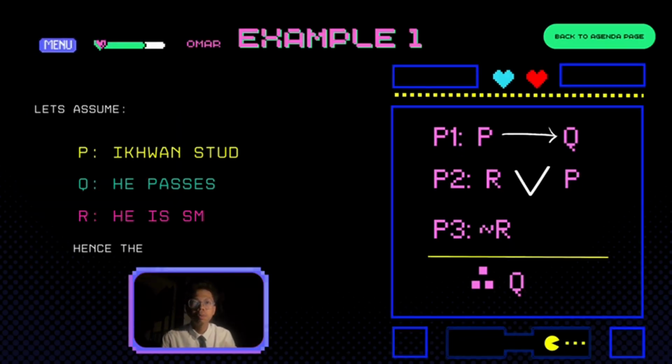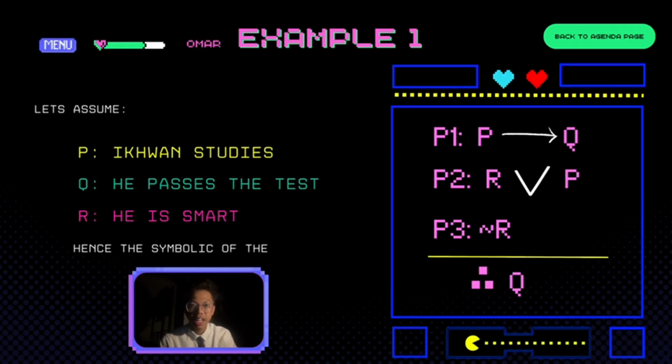So let's assume that P is Ikhwan studies, and then Q, he passed the test, and then R, he is smart. So the symbolic form of the argument is premise 1, P implies Q, and then for premise 2, R or P. For premise 3, negation R, and then the conclusion is Q.